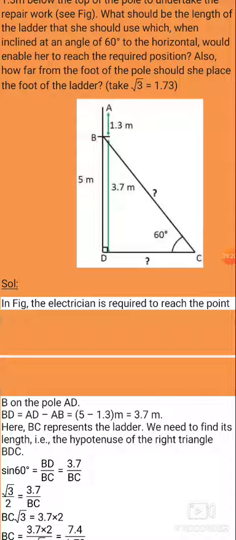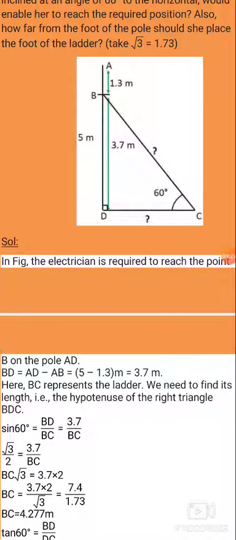Now cross multiply: BC into root 3 is equal to 3.7 into 2. Now BC is equal to 3.7 into 2 by root 3. Now multiply it: 7.4 by root 3 value, 1.73 is given. Now when you divide it, at last we get BC is equal to 4.277, or you can round it to 4.28. Clear?